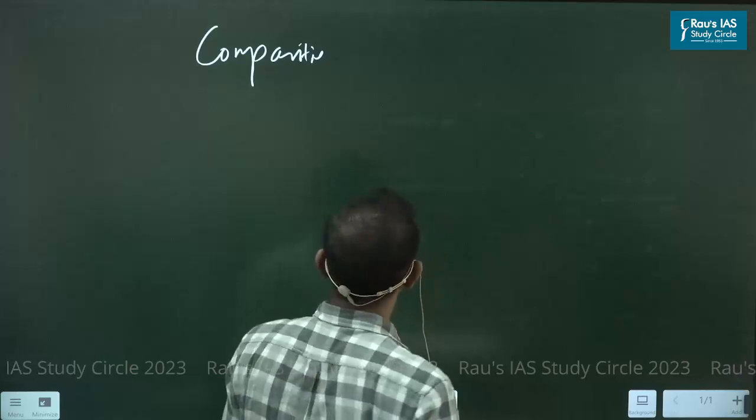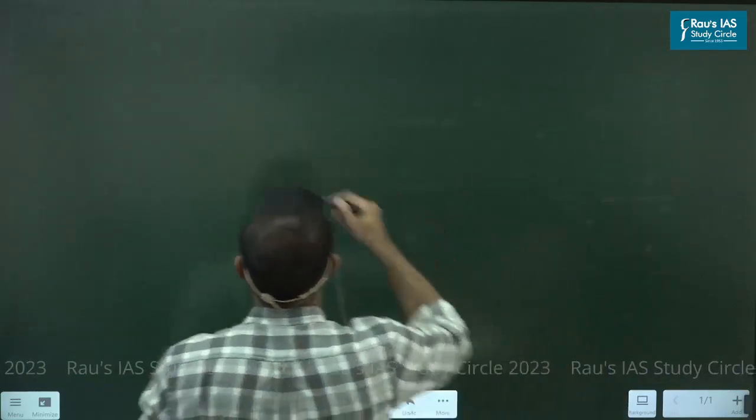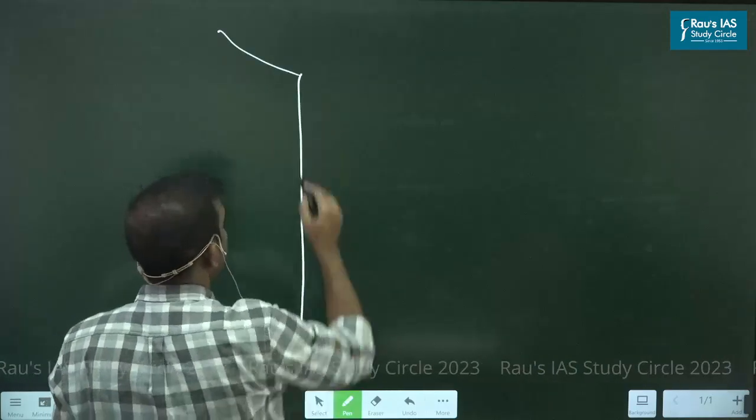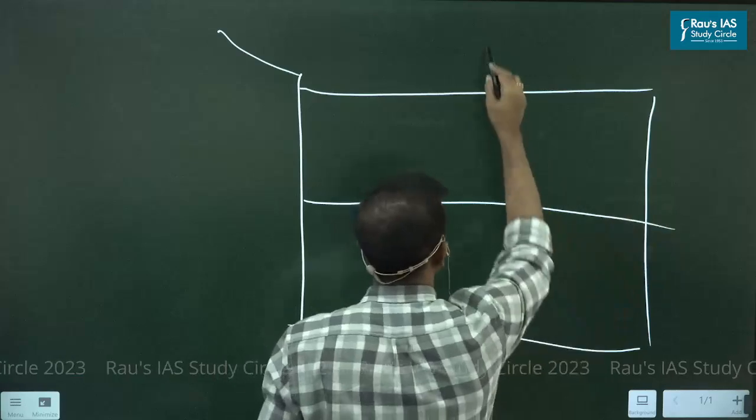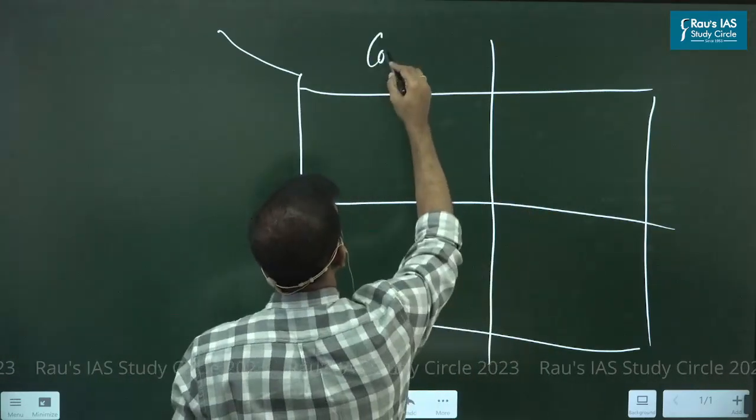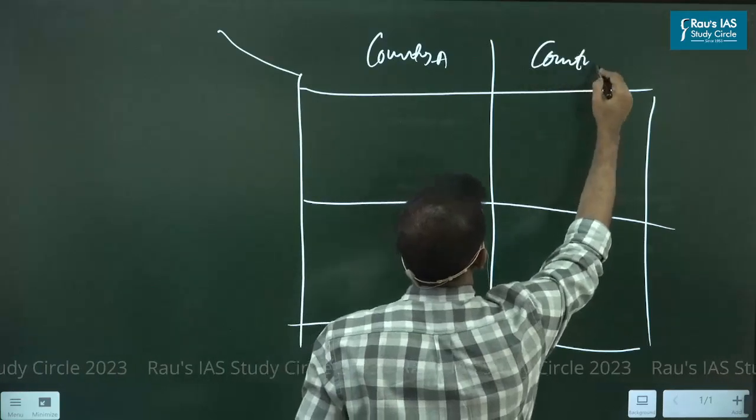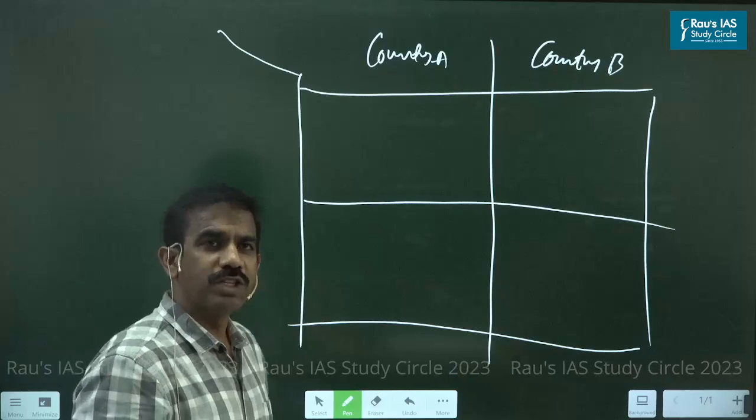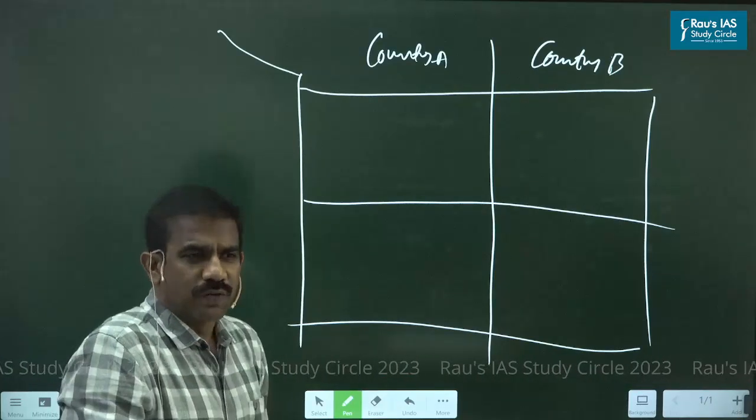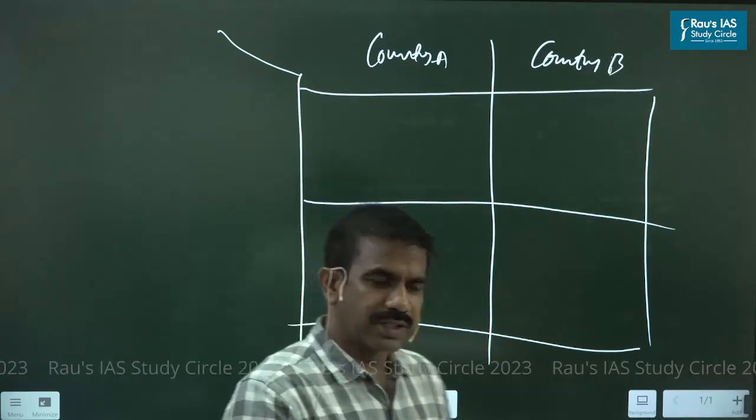So let me give you, okay, I don't want to write the name of the theory. Let's say I'll just give you two different options. Imagine there are two different nations, country A and country B. Two different nations with a different set of resources. And the assumption I'm making in this case is simple.